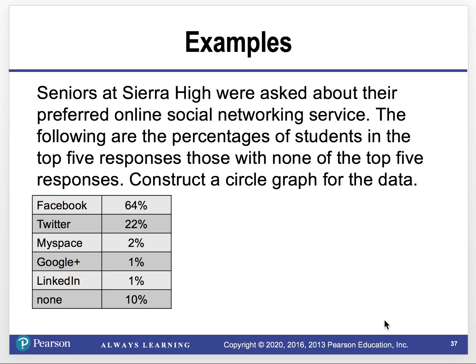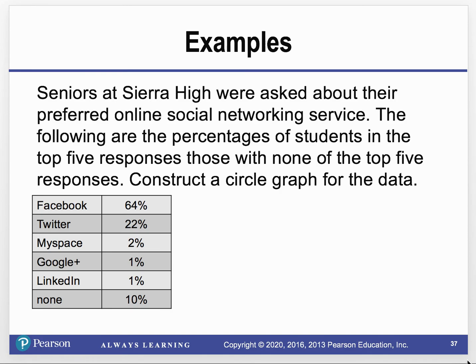Seniors at Sierra High were asked about their preferred online social networking service. The following are the percentages of students in the top 5 responses, and those with none of the top 5 responses. So 1, 2, 3, 4, 5, and then a 9. Okay, construct a circle graph for the data.